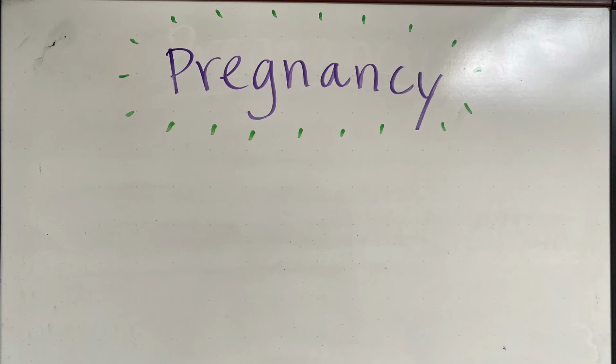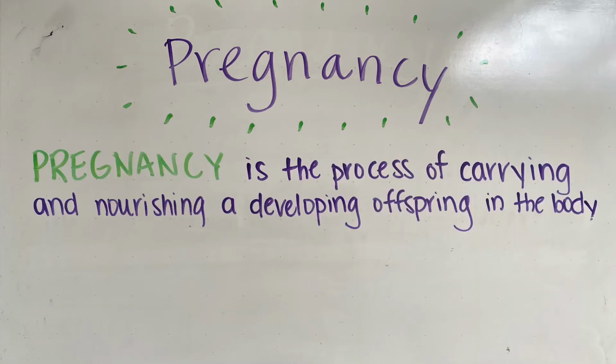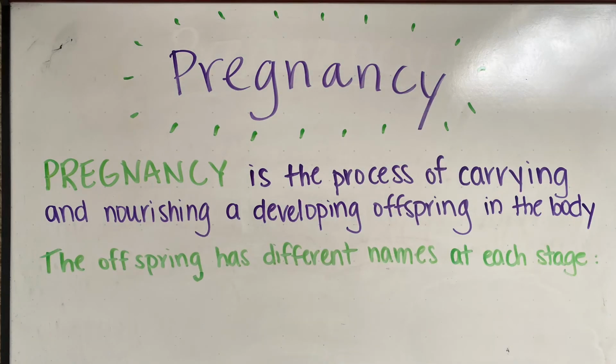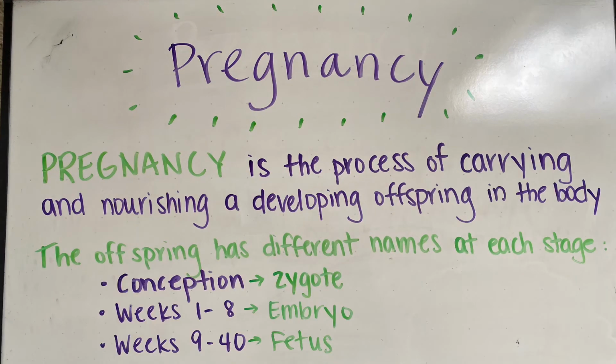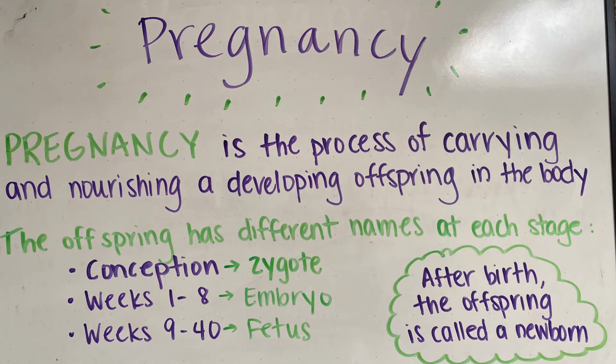Now let's talk about pregnancy. Pregnancy is the process of carrying and nourishing a new offspring. Those offspring have different names at different stages in time. On day 1, it's considered a zygote, so that's at conception. Weeks 1 through 8, it's considered an embryo. Weeks 9 through 40, it's considered a fetus, and after birth, it's a newborn.